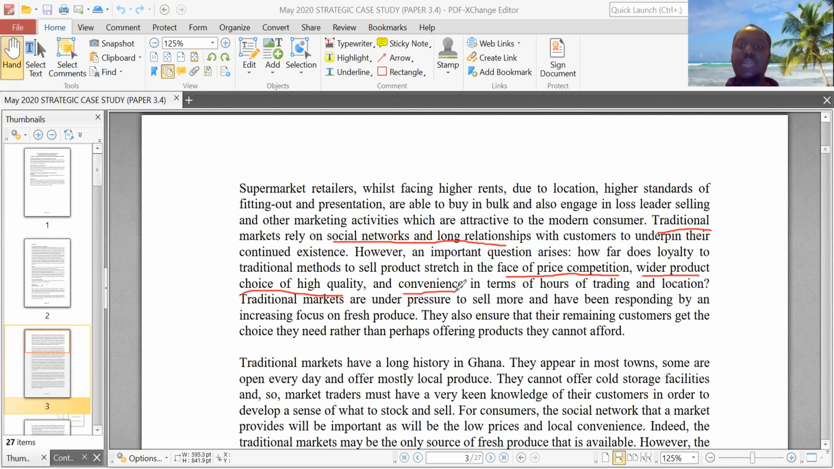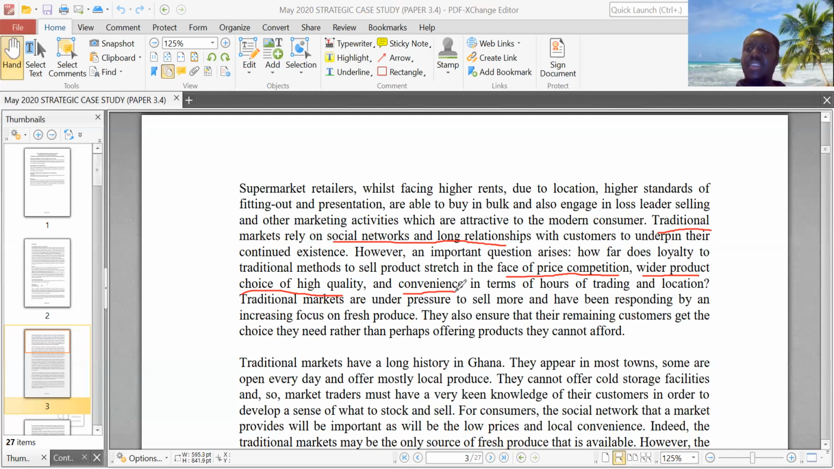It's becoming a problem for them because there's a lot of price competition going on, because that's what people are doing, using the loss leader selling approach and other marketing activities, we are told, to attract customers. And there's a wide range of products as well. And people are offering convenience. So you can go to the store late in the night and it will be open for you. And it says they also ensure that their remaining customers get the choice they need rather than perhaps offering products they cannot afford.